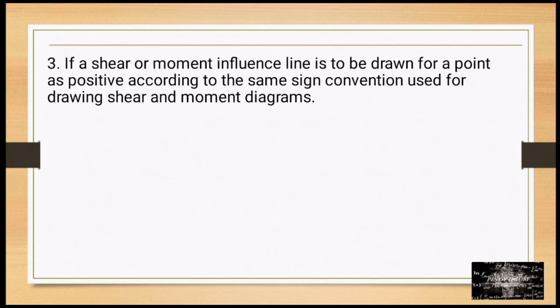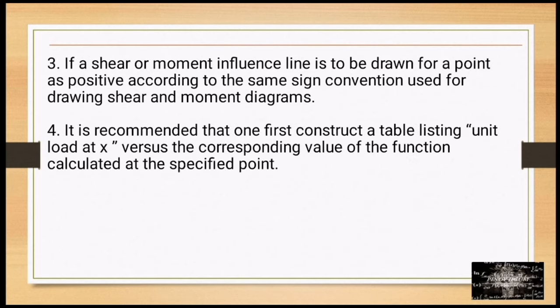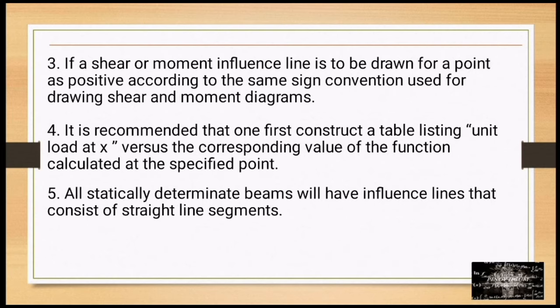Number three, if a shear or moment influence line is to be drawn, consider the value at the point as positive according to the same sign convention used for drawing shear and moment diagrams. Number four, it is recommended that one first construct a table listing the unit load at X versus the corresponding value of the function calculated at the specified point. Number five, all statically determinate beams will have influence lines that consist of straight line segments.